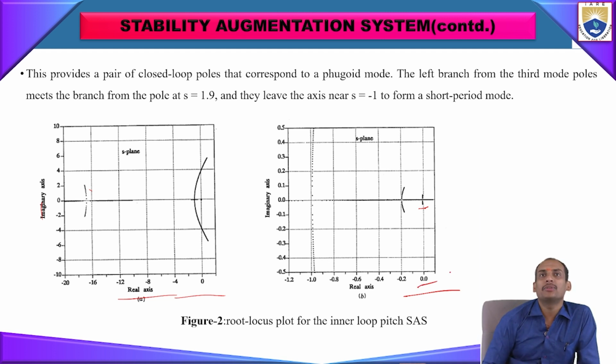So this provides the closed loop poles corresponding to a guide mode, and the left branch from the third mode poles meets the branch from poles at s = 1.9. For these values of s = 1.9, they leave the axis near s = -1. So from the short period, here the values are given for a guide mode only, but if the values leave at -1, it will be turning to short period mode only.